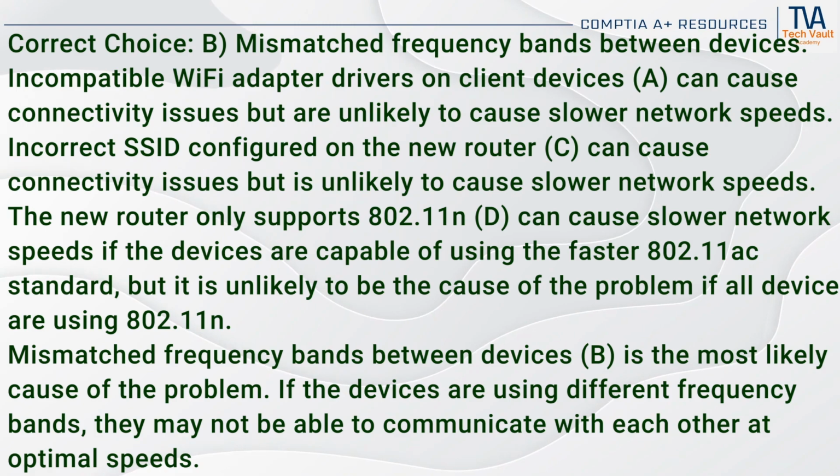The new router only supports 802.11n, D, can cause slower network speeds if the devices are capable of using the faster 802.11ac standard, but it is unlikely to be the cause of the problem if all devices are using 802.11n. Mismatched frequency bands between devices, B, is the most likely cause of the problem. If the devices are using different frequency bands, they may not be able to communicate with each other at optimal speeds.